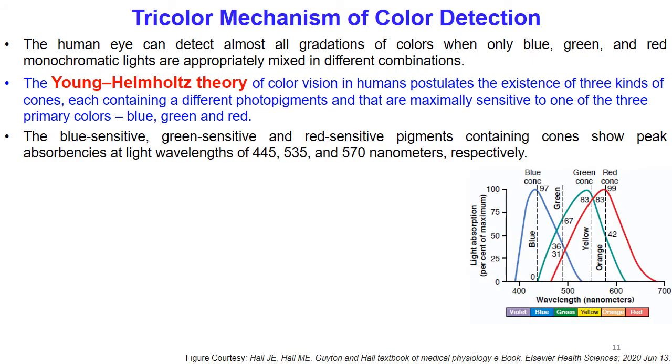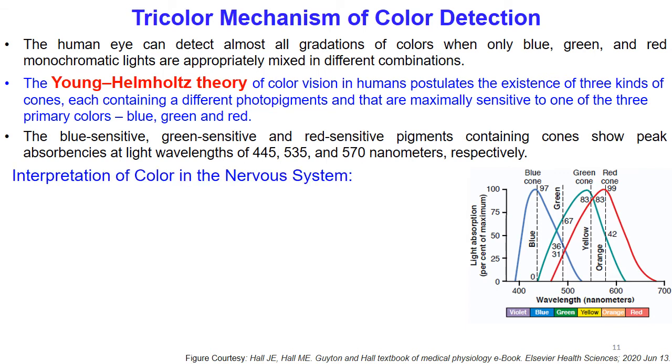The blue sensitive, green sensitive, and red sensitive pigment containing cones show the peak absorbance at light wavelengths of 445, 535, and 570 nanometers respectively. Here I would like to draw attention to the sensation of white or any spectral color, such as yellow, which can be produced by the mixing of blue, green, and red light in various proportions. Therefore, these three colors are called primary colors.